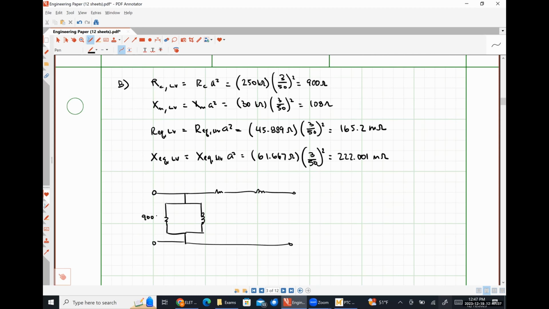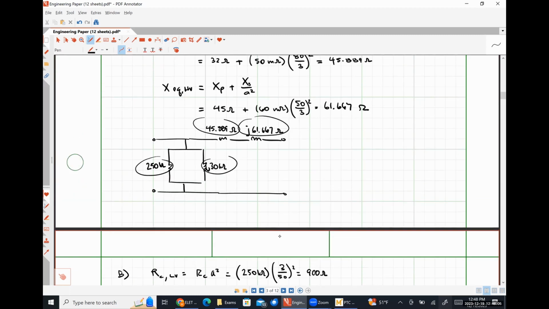So 900, J108, 165.2 milliohms, 222.001 milliohms, and I need to throw a J out the front there. All right.